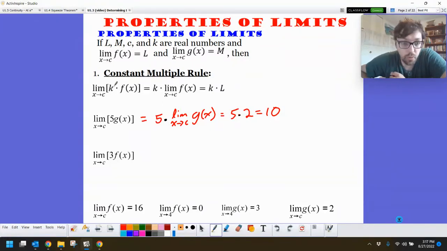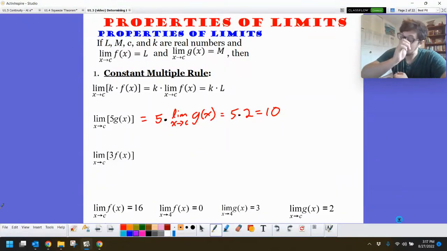Our first rule is if we've got just a number inside of a limit, we can take that number that's being multiplied by some function and put it in front of that limit. So here we've got this 5 with our g. We can take that 5, put it in front. We know that the limit as x approaches c of g of x is 2, and then 5 times 2 is 10.